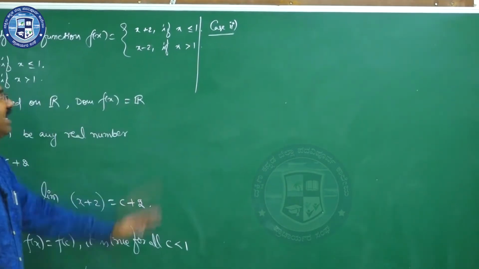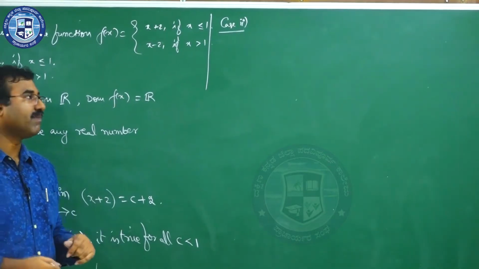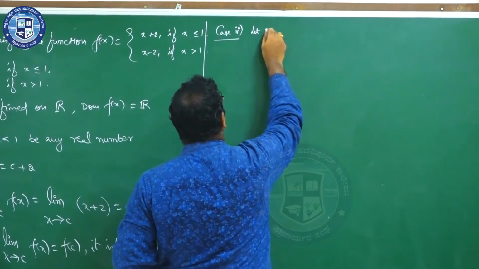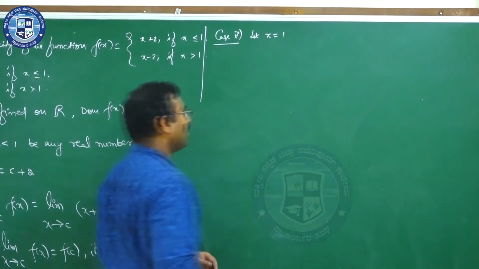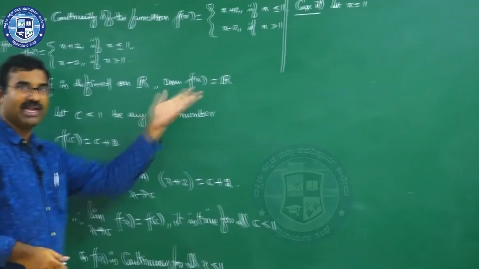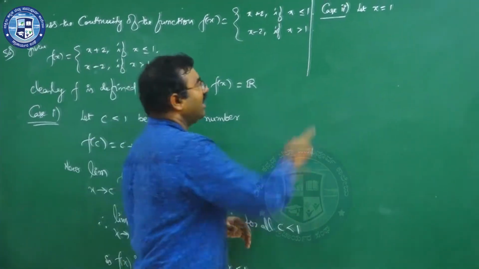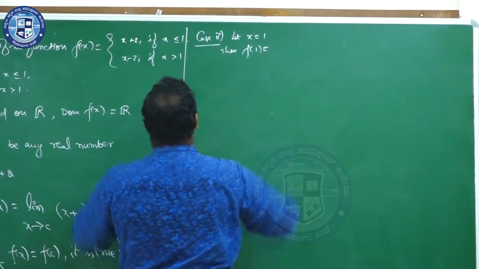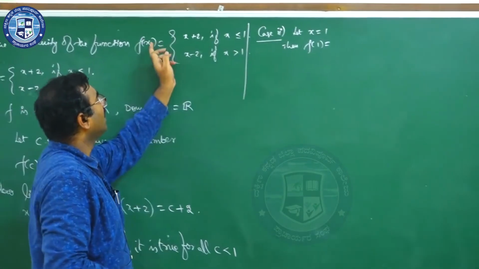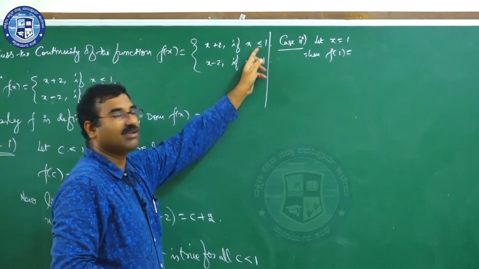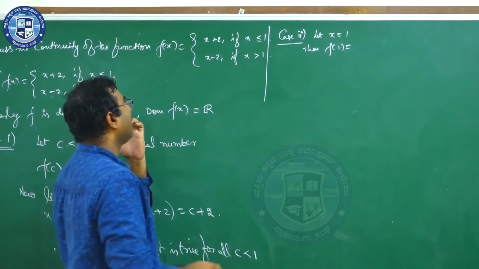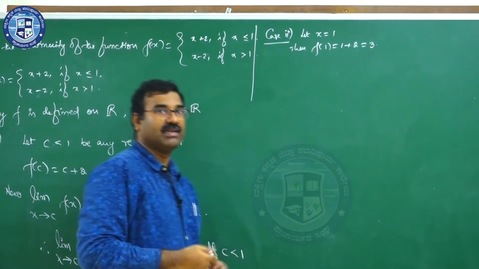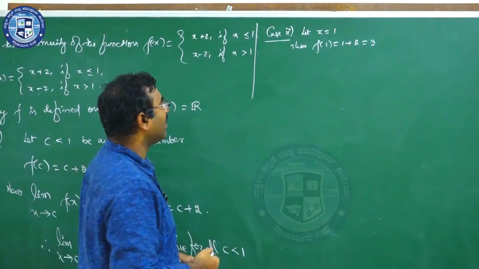Now we are going to work it out at the doubting point, that means where the function splits, right? So now we take let x is equal to 1. You can take c is equal to 1 or x equal to 1, no problem. Let x is equal to 1. Then what is f of 1? For the function f(x) = x + 2, when x is equal to 1, f of 1 is going to be 1 plus 2. The value will be 3, right? So f of 1 is 3, we got it.